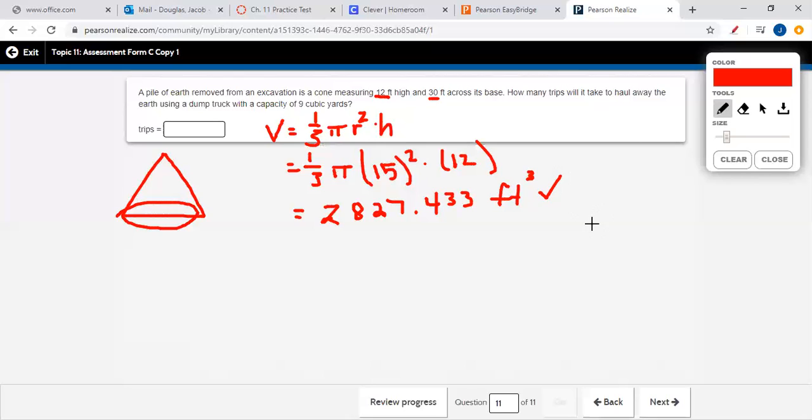Now we can ask how many cubic feet are going to be within the dump truck. 9 times 3 is going to be 27. So if we take the number that we just got and divide that by 27, that's going to be 104.7197.